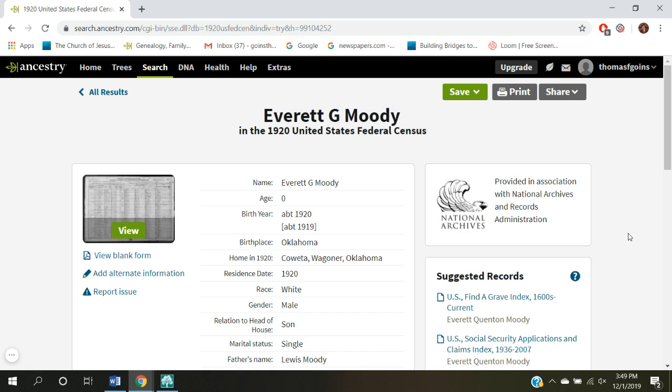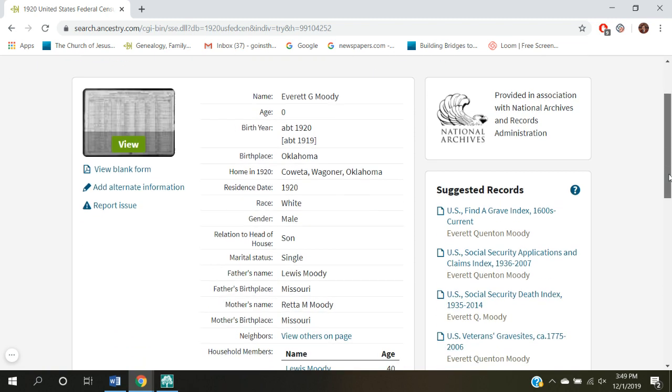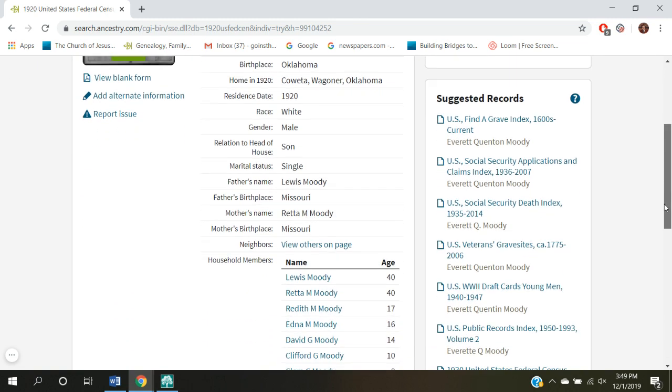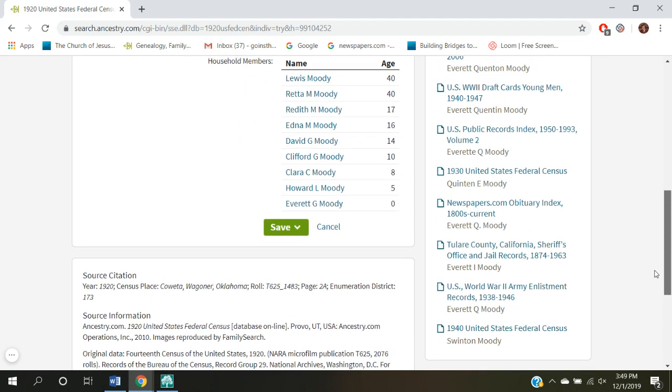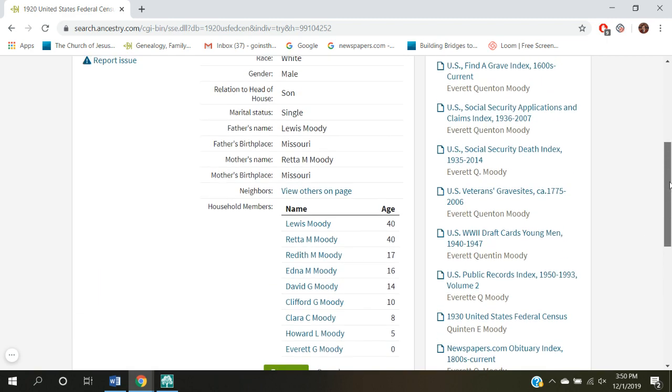The suggested documents that the algorithm in Ancestry.com has provided show all Everett Qs. So we only have one record where it says Everett G, and that's on the 1920 census. And even though it is written where I can see that it's actually a G, it is either the person who wrote that thought it was a Q, that's their version of Q, or they misunderstood that it's Everett Q, not Everett G. So we go up here again, just like I did earlier.